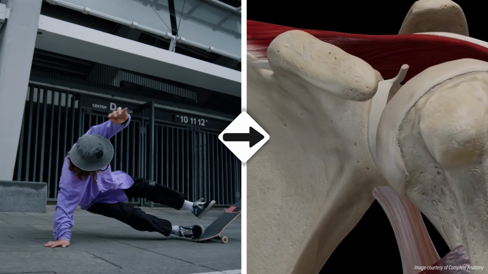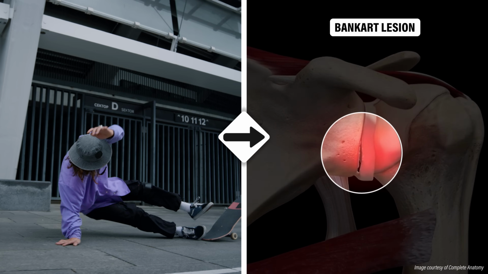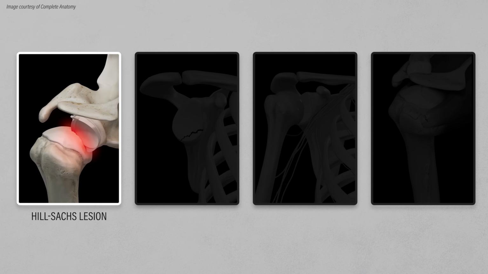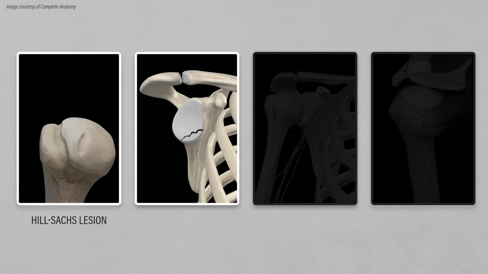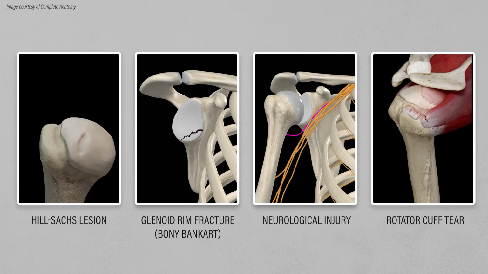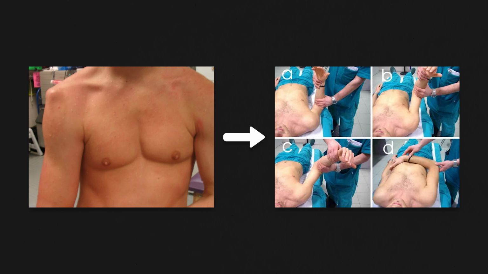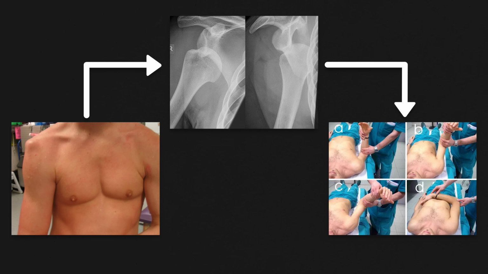Traumatic injuries typically involve structural damage, most often in the form of a Bankart lesion, which is when the anterior and inferior portions of the labrum separate from the glenoid. Other associated injuries can include a Hill-Sachs lesion, which is a compression fracture of the humeral head, a glenoid rim fracture, also known as a bony Bankart, a neurological injury, such as damage to the axillary nerve, and/or a rotator cuff tear. Before reducing a dislocation, or putting it back into its normal position, X-rays are performed to determine the direction and if there are any other injuries, like a fracture.